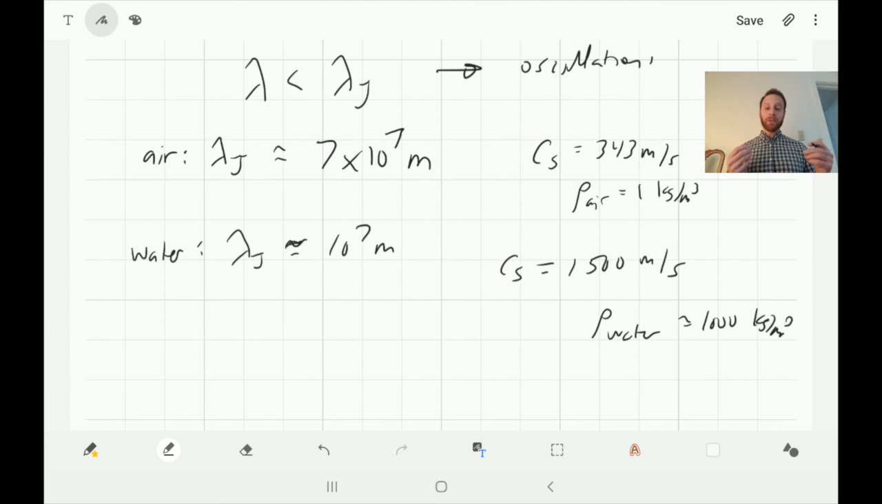Anyway, this Jeans length is important because it sets the scale for the growth of structure and oscillations that are imprinted in the universe, such as on the cosmic microwave background and in the large-scale structure that we observe.